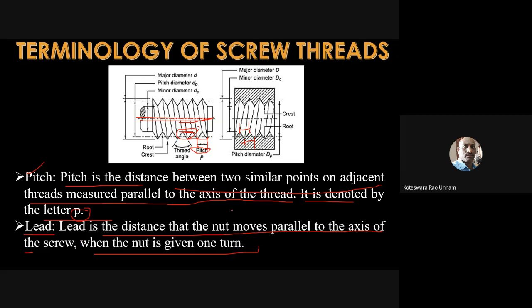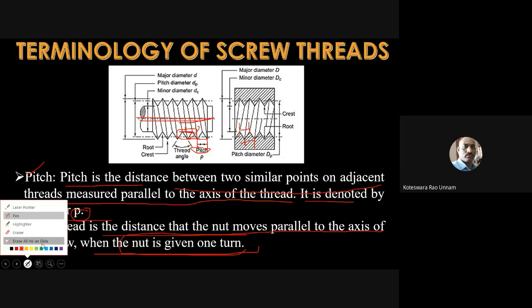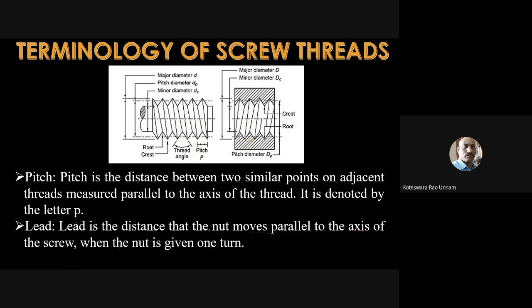Depending upon the number of starts in our thread, suppose it is a single start thread, it will be moved by only one pitch length. If it is a double start or triple start or multi start, then your lead value will also change. In case of a single start thread, lead is equal to pitch. In case of multi start threads, depending upon the number of starts n, the lead of the thread is n into p, where n is the number of starts. If it is double start, 2, triple start, 3, like that.